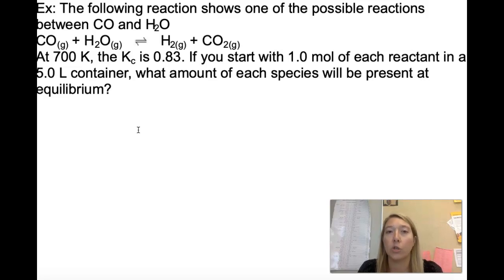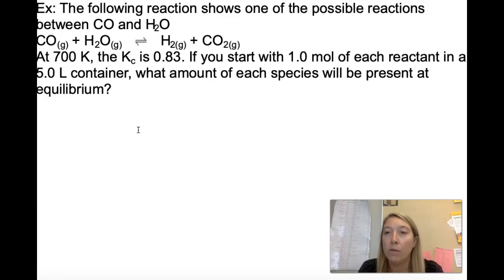So we have the following reaction shows one of the possible reactions between carbon monoxide and water. So we have CO plus H2O to give us H2 and CO2. Okay, everything is a gas, so we're going to use everything. So at 700 Kelvin, right, it's giving us a temperature. The reason these questions give you temperature is if you remember in the last lesson, we talked about how K is dependent on temperature. That's why they give you temperature, not because you're using it in the calculation, simply because I could give you the exact same reaction, but give you a different temperature and it would have a different numerical value of Kc. Okay, so at 700 K, the Kc is 0.83.